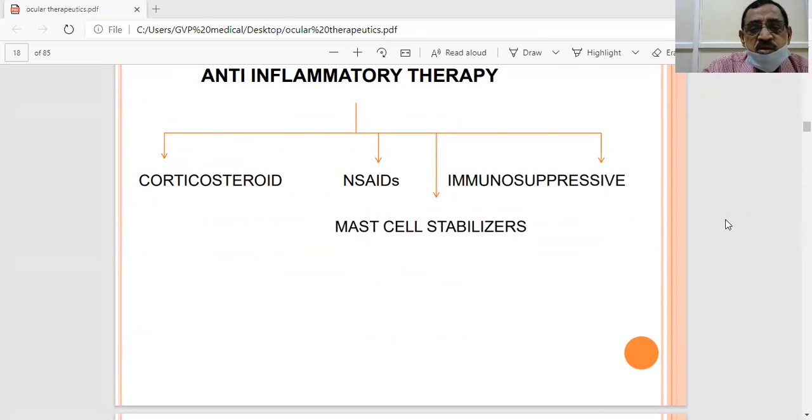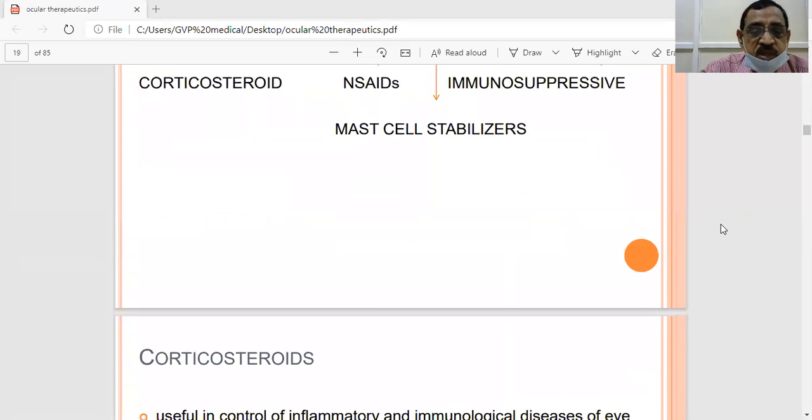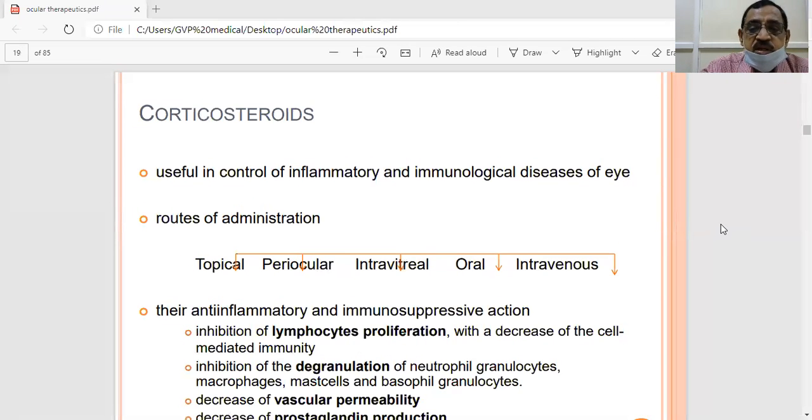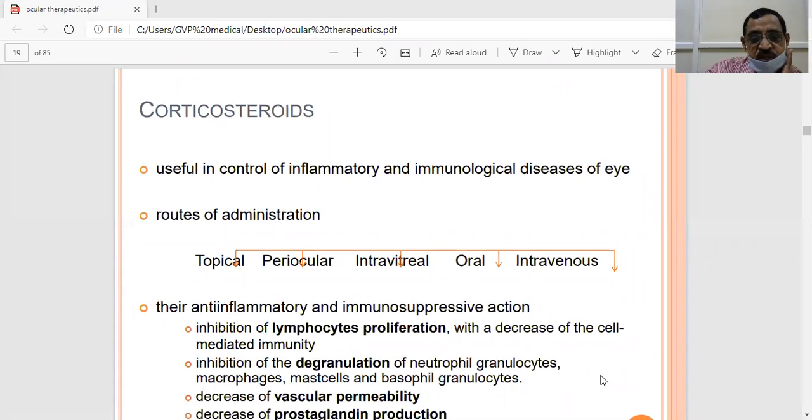Anti-inflammatory drugs are again corticosteroids, NSAIDs, immunosuppressives, and mast cell stabilizers. Corticosteroids are useful in control of inflammation and also in immunological diseases of the eye. The routes of administration of corticosteroids can be topical, periocular, intravitreal, oral, or intravenous. Their anti-inflammatory and immunosuppressive action is because of inhibition of lymphocyte proliferation with a decrease of cell-mediated immunity, and inhibition of degranulation of neutrophils, macrophages, mast cells, and basophils.